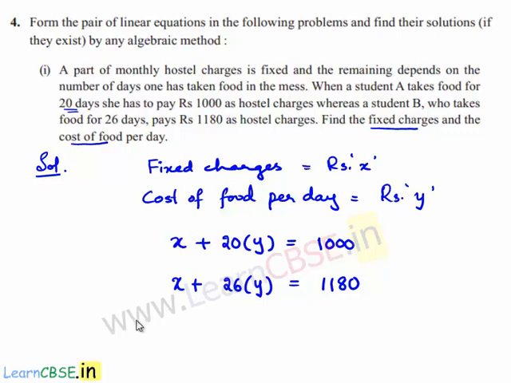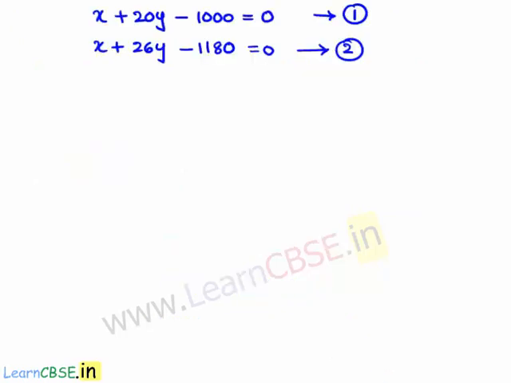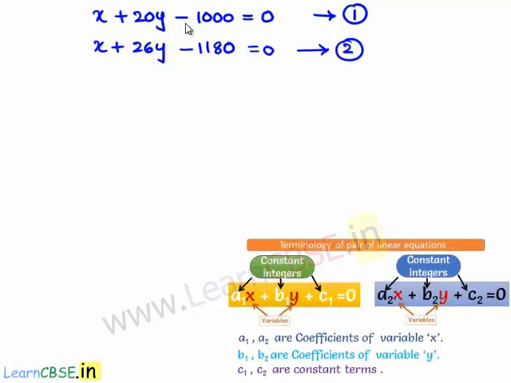Therefore, the equations become X plus 20Y minus 1000 is equal to 0. This is equation number 1. And X plus 26Y minus 1180 is equal to 0. This is equation number 2. Now let us solve these linear equations by cross multiplication method.